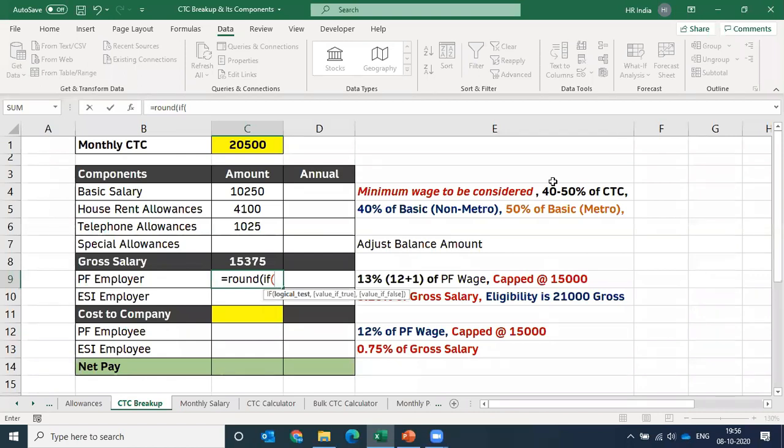For now I'm considering the gross salary as PF wages, and I'll limit my PF contribution at a maximum of 15,000. So I'm just going to apply this as a logical test. If the gross salary of the employee, the PF wages of the employee, is more than rupees 15,000, in that situation, the logical test is true.